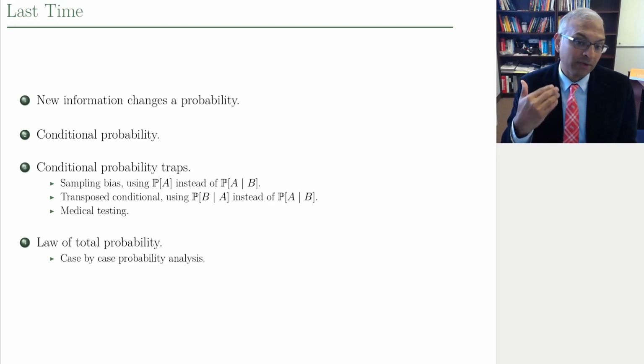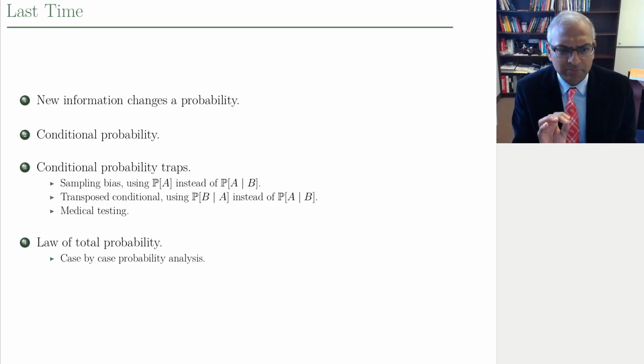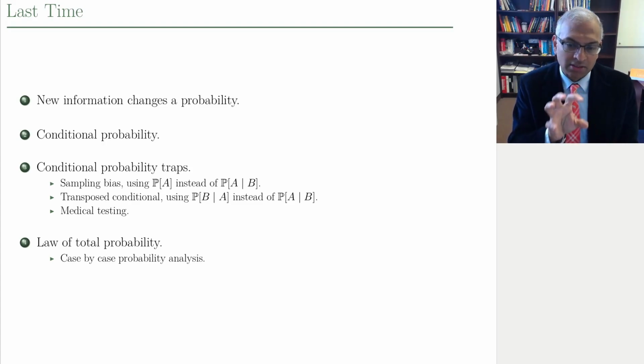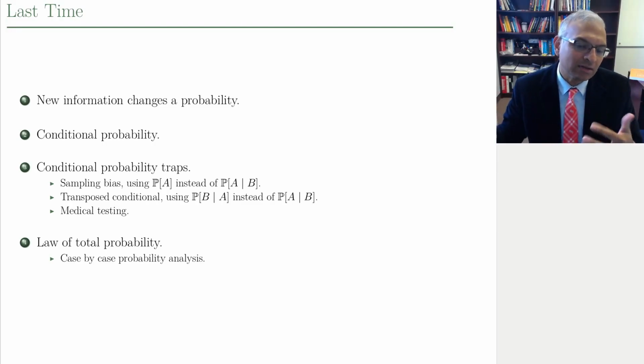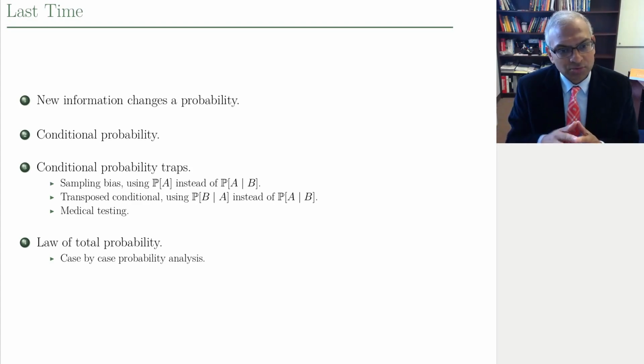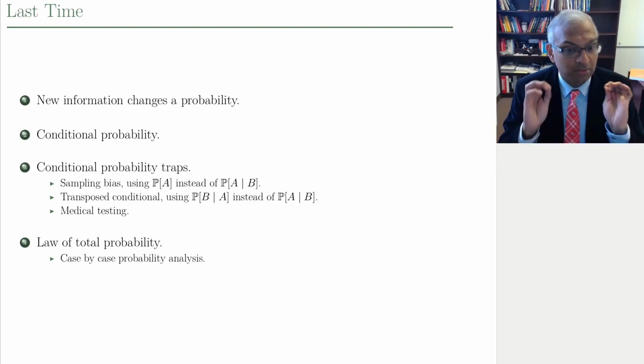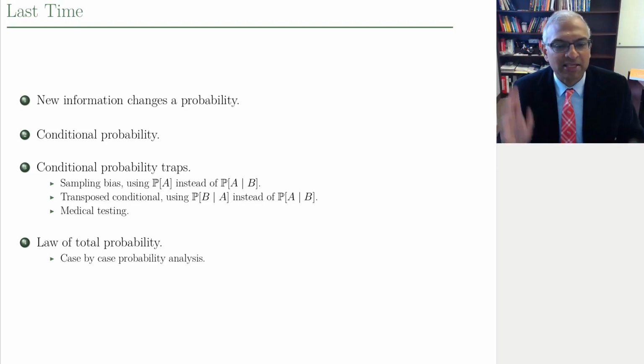And then we ended last lecture with a very simple principle, the law of total probability. It gives a formula for how you can break down an event A into two events and then add up weighted probabilities to get the probability of A. This law of total probability is simple, but it is very important. It's a case-by-case analysis technique for probability.